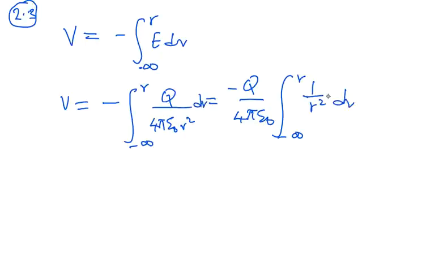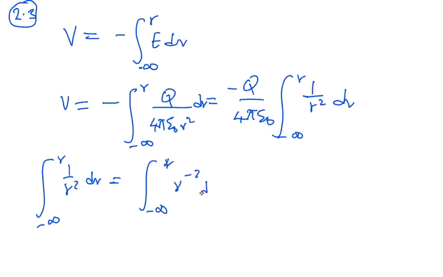To solve this, let's first integrate 1 over R squared from infinity to R dr, which is the same thing as the integral of R to the power minus 2 dr. If you integrate this, we'll have R to the power minus 1 divided by minus 1, so minus R to the power minus 1, and this will be equal to negative 1 over R after plugging in the limits of integration.